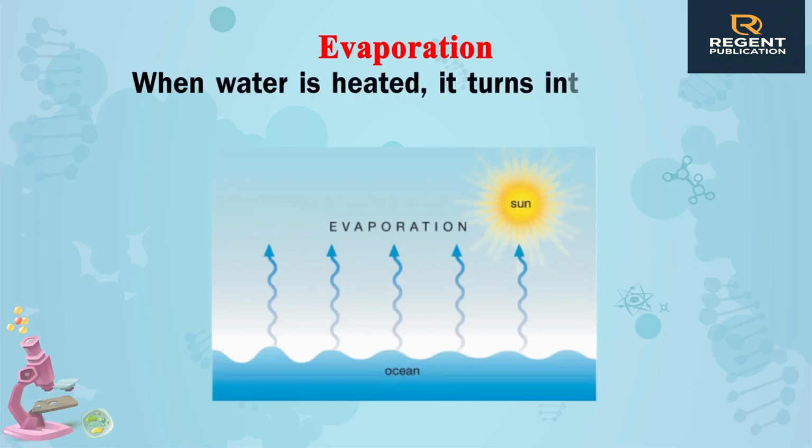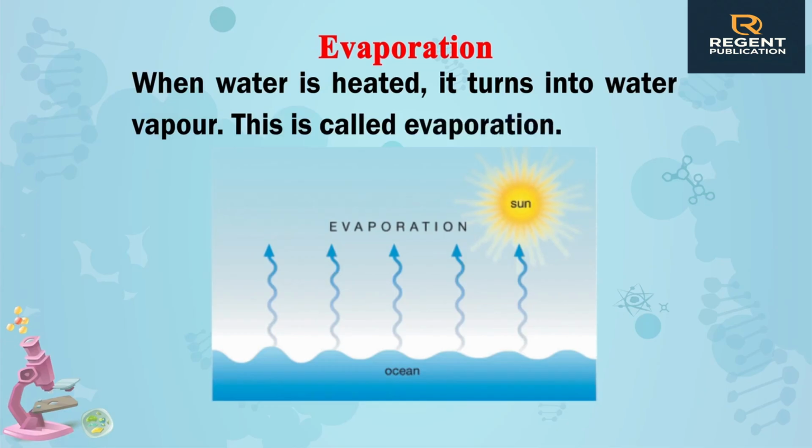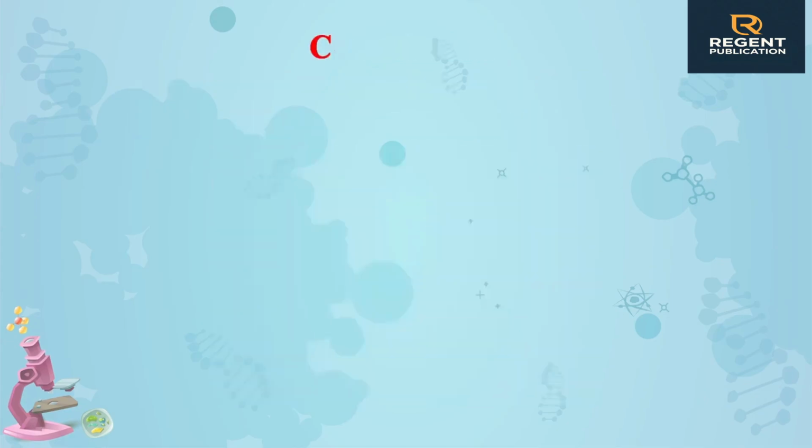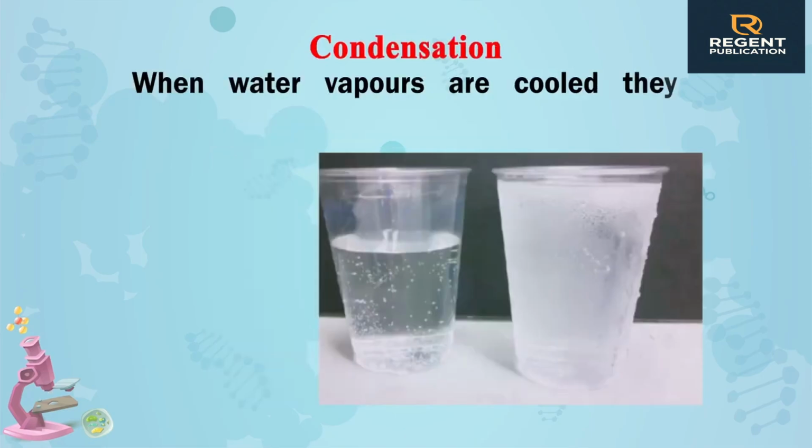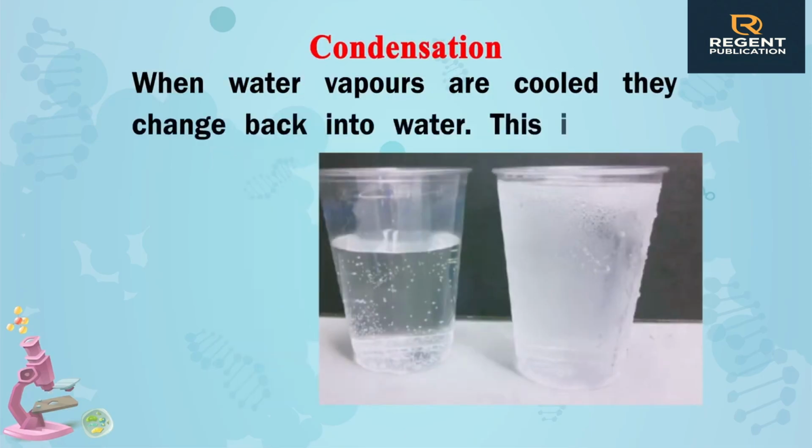Evaporation. When water is heated, it turns into water vapor. This is called evaporation. Condensation. When water vapors are cooled, they change back into water. This is called condensation.